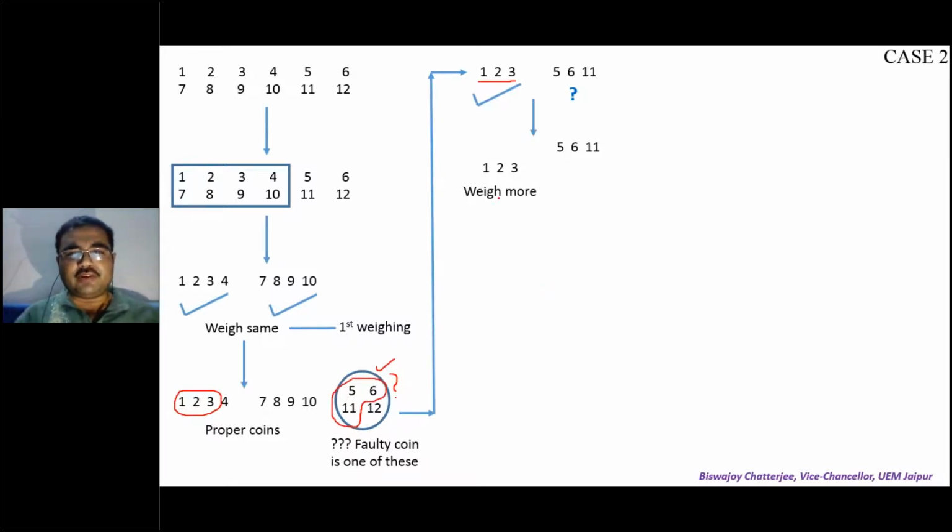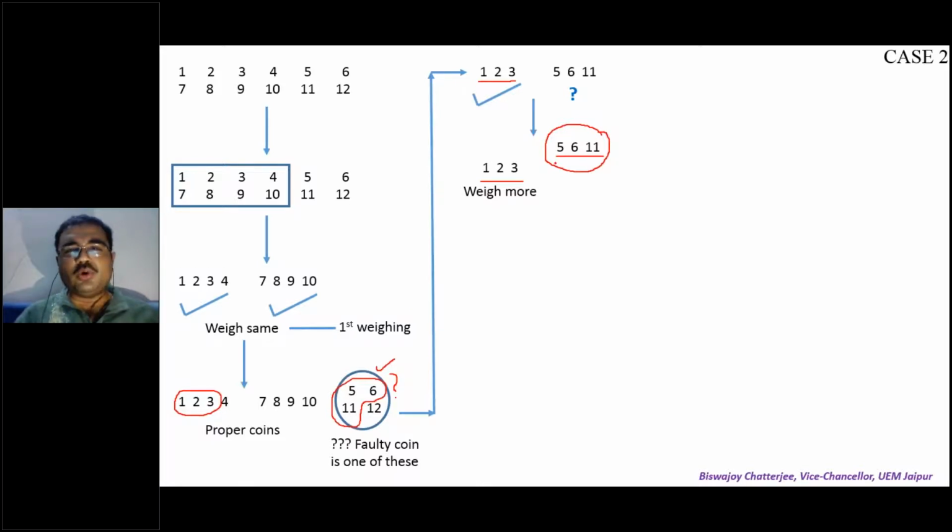Suppose they weigh differently. Suppose 1, 2, 3 weigh more and 5, 6, 11 weigh less. You immediately know that the faulty coin is within 5, 6, 11. 12 is proper. Like 1, 2, 3, 4, 7, 8, 9, 10 are proper, 12 is also proper, because the faulty coin is present within 5, 6, 11.